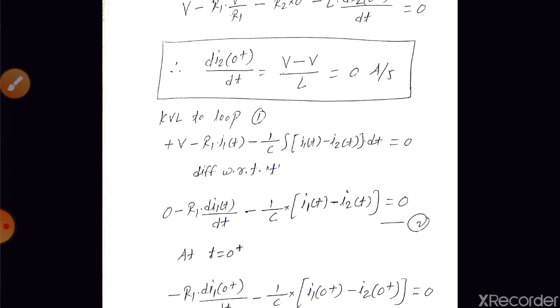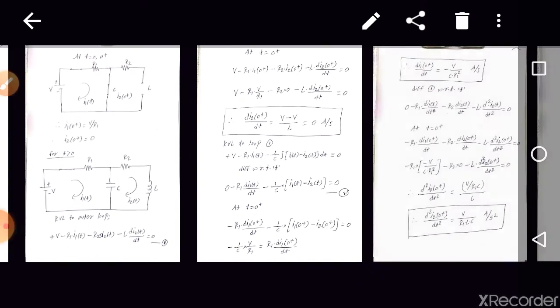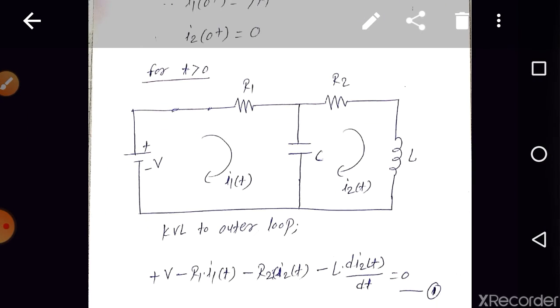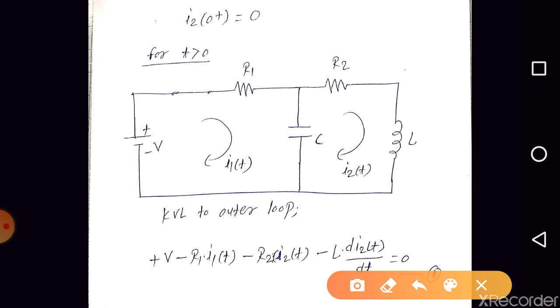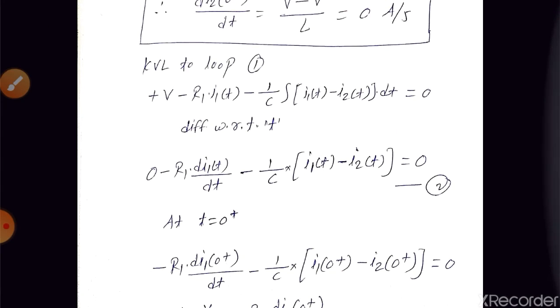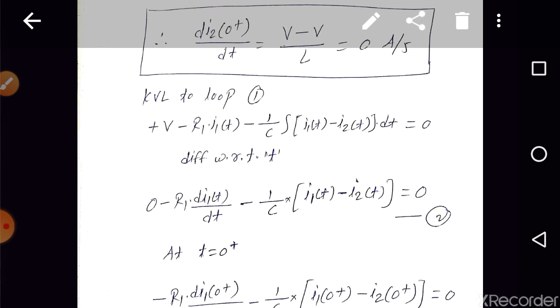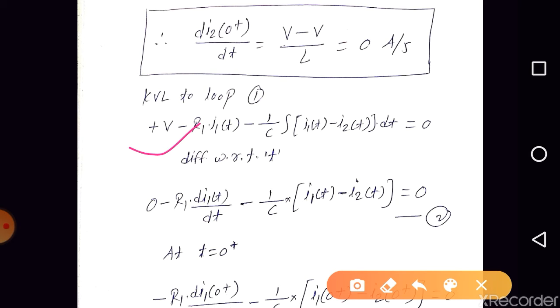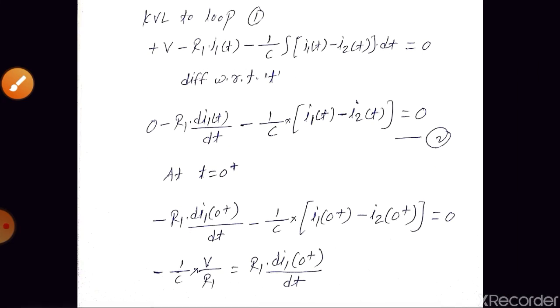Further, can we apply KVL to the loop 1? Yes, if we apply KVL to the loop 1, we will be getting plus V minus R1 into I1 of t minus 1 by C integration of I1 of t minus I2 of t, right. So KVL to loop 1, we can get this equation, plus V minus R1 into I1 of t minus 1 by C integration of I1 of t minus I2 of t into dt is equal to 0, right. Next, differentiate with respect to time t, so it is 0 minus, and further we can write, okay. So from this we can find di1 of t by dt at 0 plus, okay, and putting the values, right.